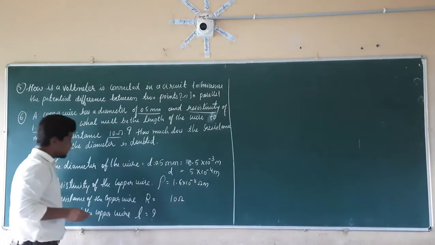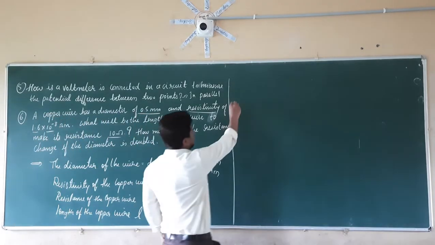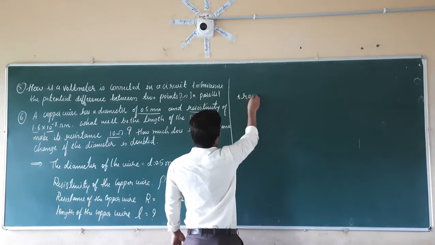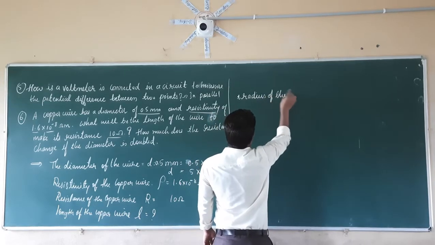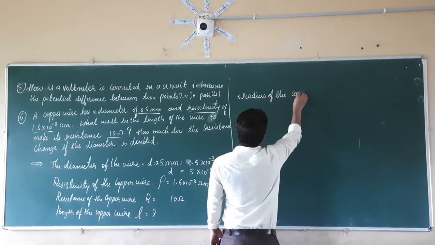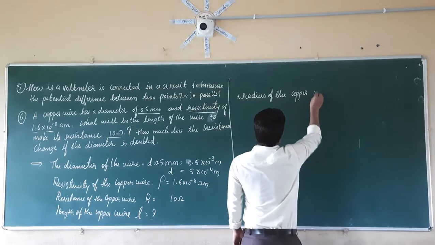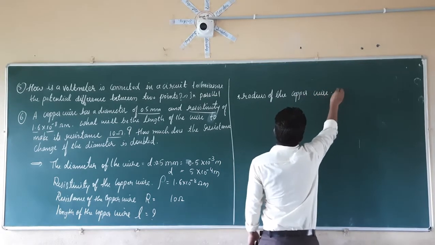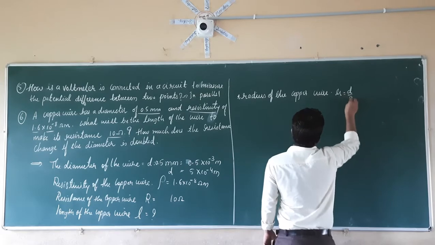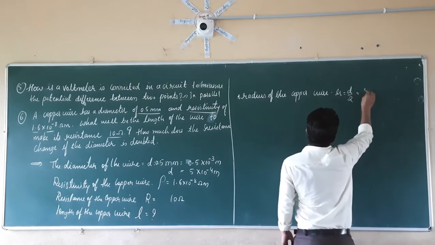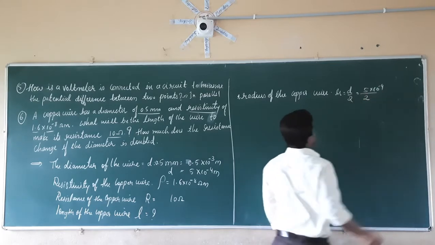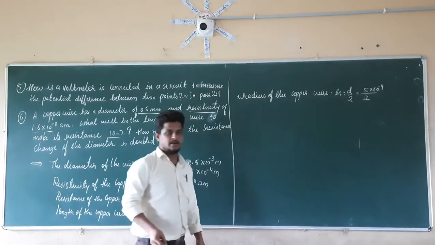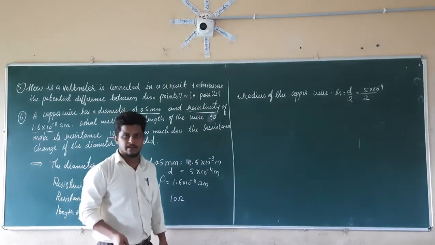Therefore, the radius of the copper wire is r, which is equal to d by 2, which is equal to 5 into 10 raised to minus 4 divided by 2.